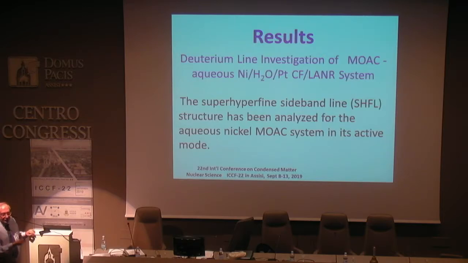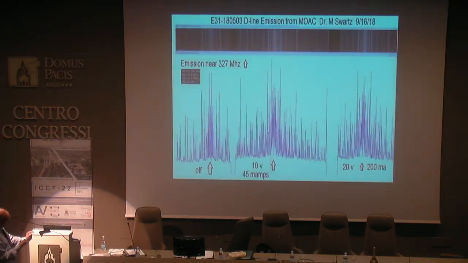Now, the next one we analyzed was the ordinary water MOAC system, which was built at Lincoln Laboratories. And here's the results. This shows the instantaneous time when it was off, after it was driven for a long time. Here is 10 volts at 45 milliamps, which was the optimal operating point. This is just on the other side of the optimal operating point, and here we have the bands out. So this goes to here, that goes to there.